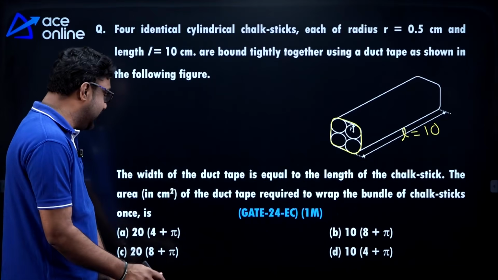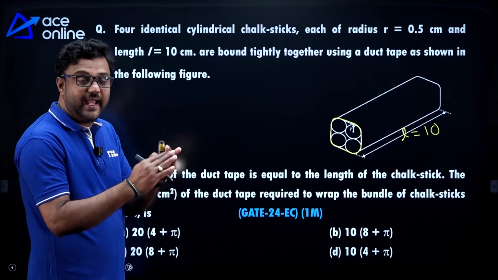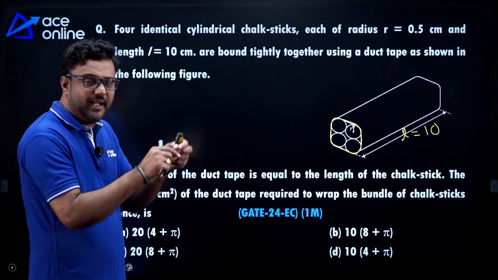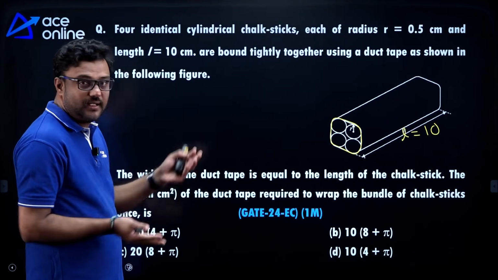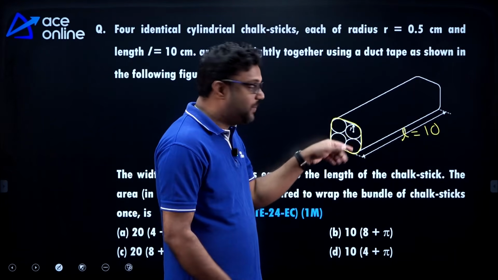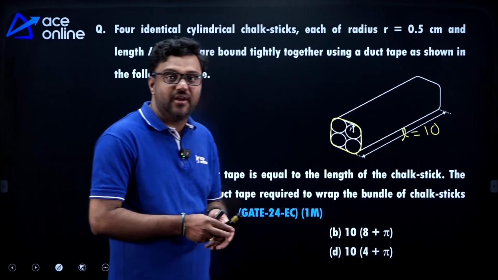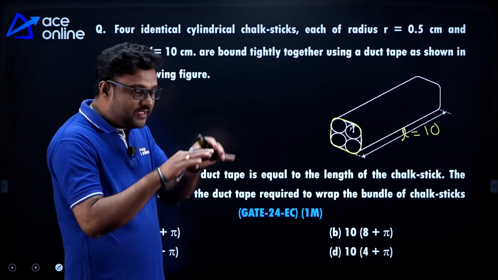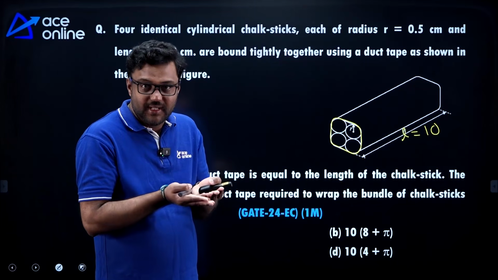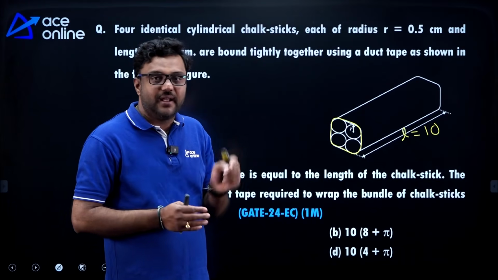And now you have to calculate the area of the duct tape required to wrap. So what is the area of the tape required to wrap this? You can clearly understand there is a tape which is wrapping these entire 4 chalk sticks, right? Now we have to calculate the area of that. This is clearly a paper, a paper which is folded to cover these 4 chalks.